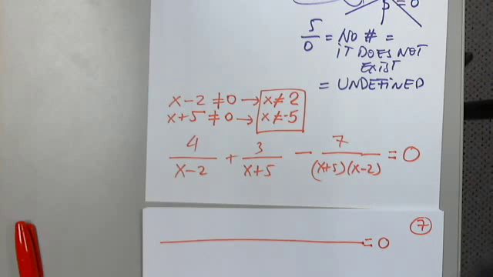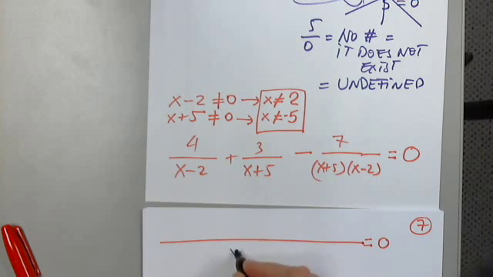Okay, so now let's identify the least common denominator, please. So what is it? Very good. It's the product of the two factors. Are you okay with this?